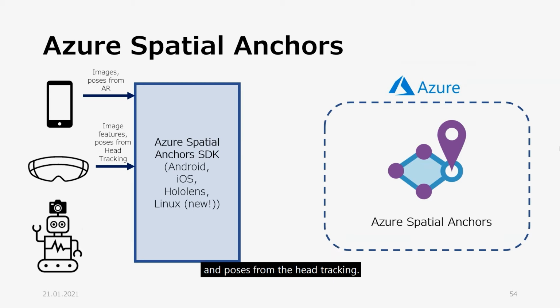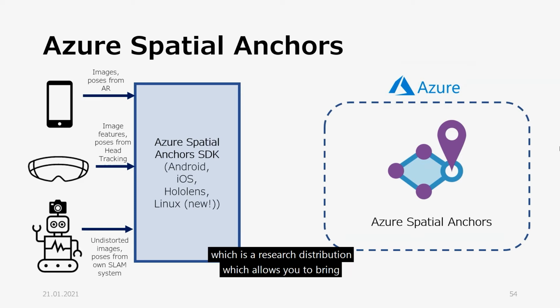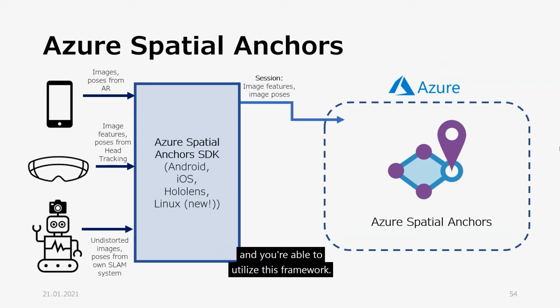tracking. And most recently, we've introduced the Azure Spatial Anchors Linux SDK, which is a research distribution that allows you to bring your own simultaneous localization and mapping framework. So you can get your poses from wherever you like. All you need to do is put in the undistorted images and the poses of the camera when those images were taken, and you're able to utilize this framework.